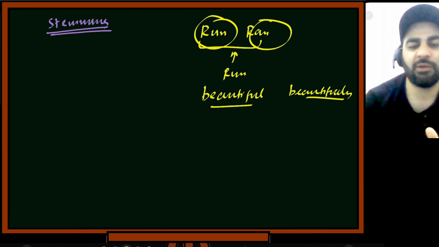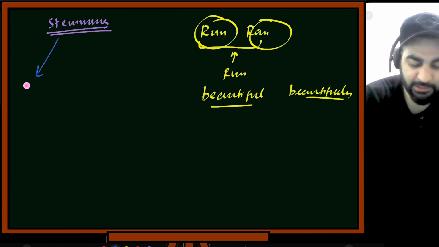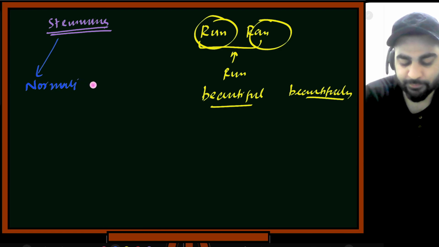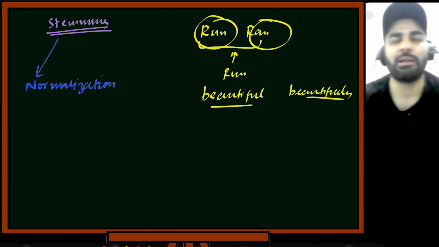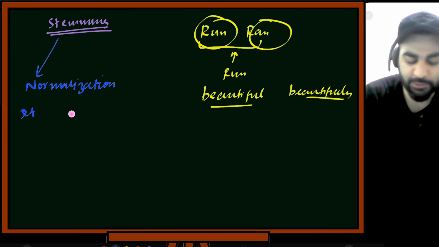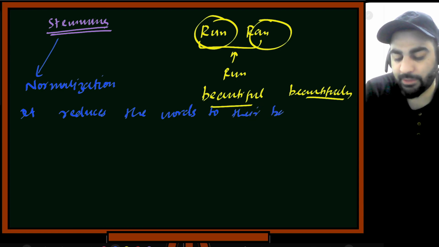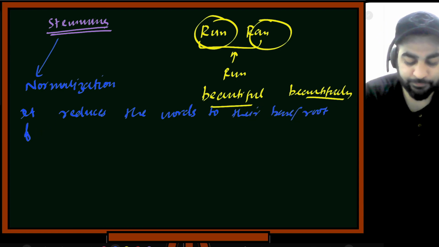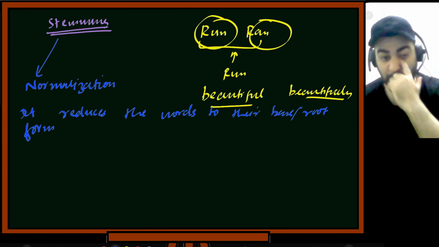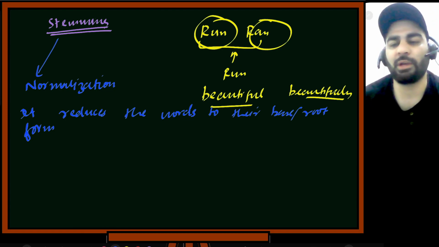So stemming is the technique which normalizes the words. It reduces the word to its root. This is a normalization technique. What it does is reduce the words to their base or root form. Okay, so how does stemming work? Usually you add prefixes or suffixes to words, and here you remove those prefixes or suffixes and leave the stem behind.